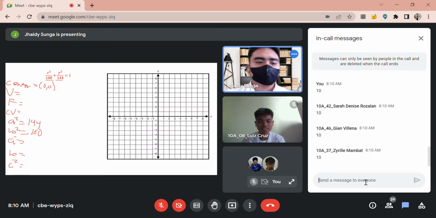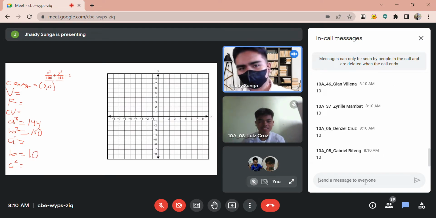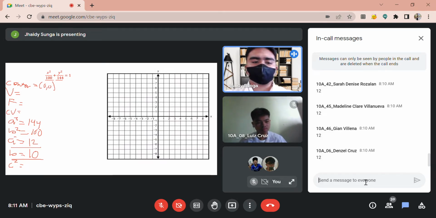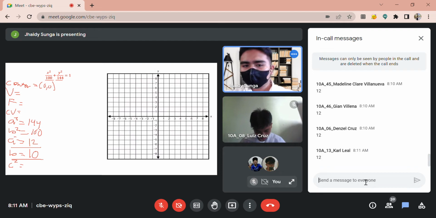Correct, 10. So it is 10. How about for A? What's the value of A? Correct, it's 12. Now, if we have the values of A and B, let's try to find the value of C. How are you going to find the value of C? What's the formula? Kindly type in the comment section so that I could know if you really know.